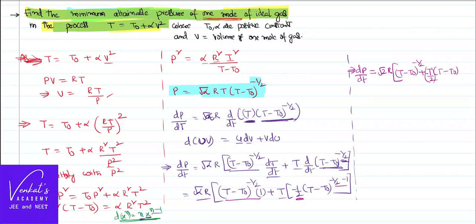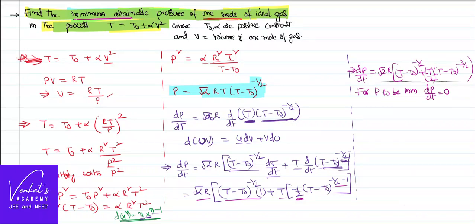T minus t naught power of minus 3 by 2. Let us simplify this further. And what we have to say is, for pressure to be minimum, dp by dt has to be equal to 0. Differentiation of that function has to be equal to 0. Let's equate that to 0.